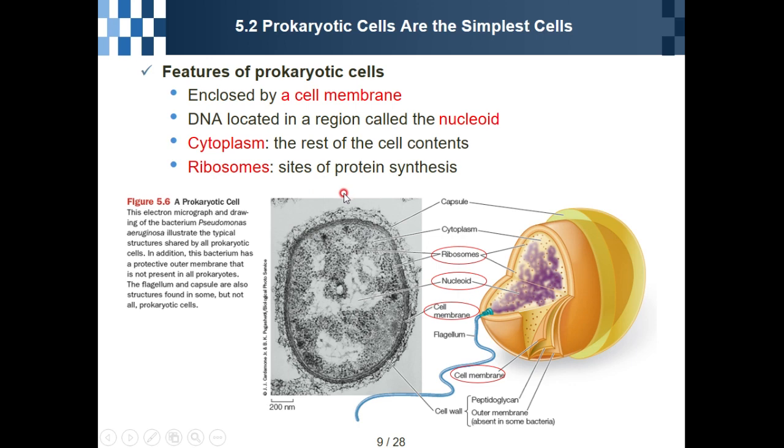So this is the picture of a prokaryotic cell, enclosed by a cell membrane, and the DNA is located in the region called the nucleoid. They have cytoplasm. Finally, they have ribosomes. Ribosomes look like black dots.